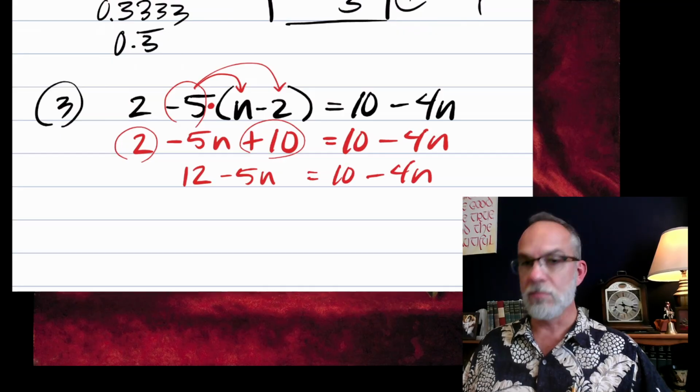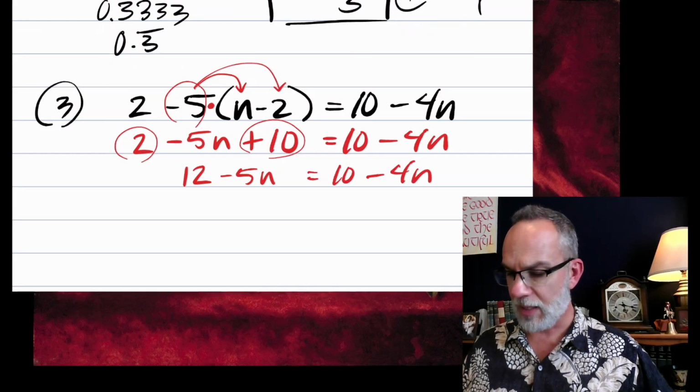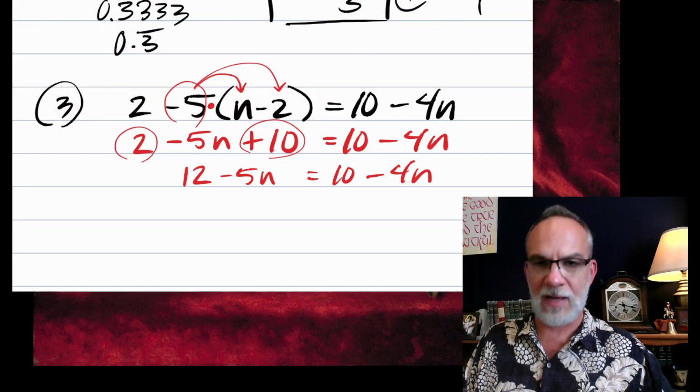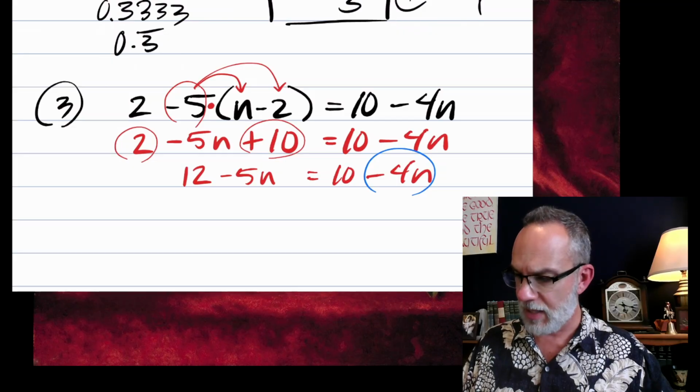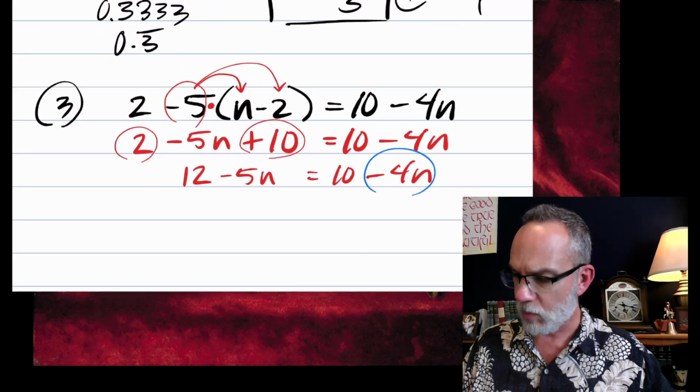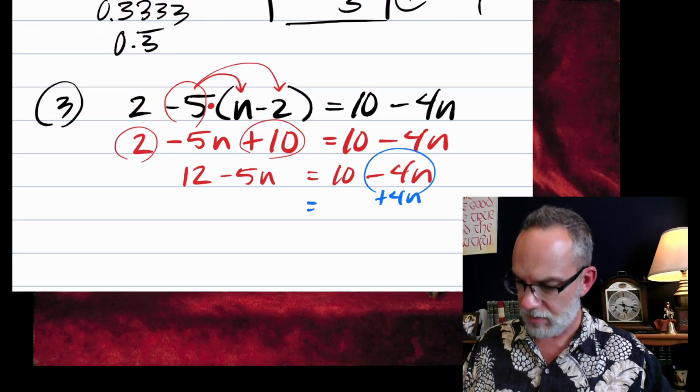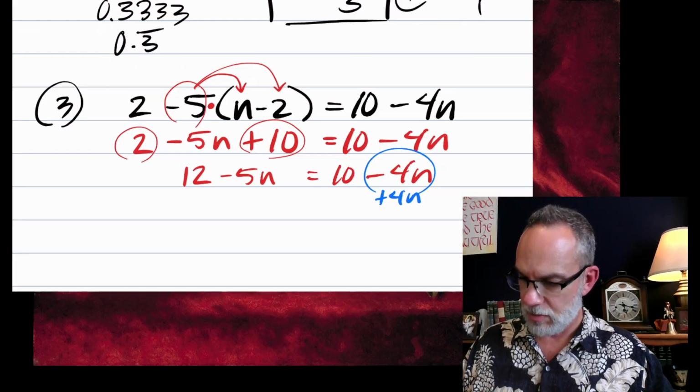Now I can't simplify either side. I'm going to have to move my n variable to the left. And you can move it to the right. You can take that -5n and move it over there to the right if you want. It's all the same. You just have to keep track of it. So I'm going to reverse this by, instead of subtracting 4n, I'm going to add 4n to the left. Whoops, not there. I'm going to add 4n to the right.